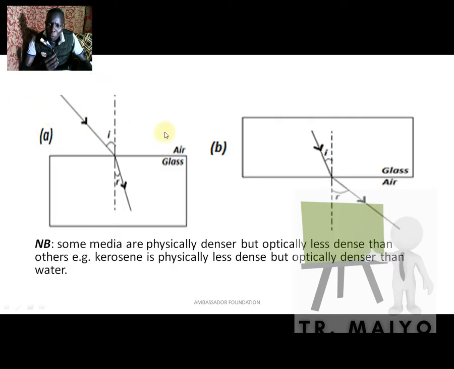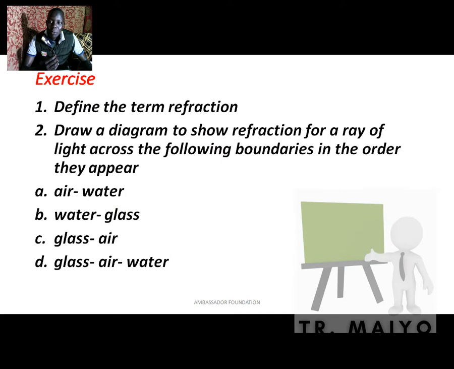Look at these two. From air to glass, it means the light is moving from a less dense to a denser medium. So the refracted ray will move towards the normal. Towards the normal. This one, it is moving from glass to air, away from the normal. It moves away from the normal. Now, my point is here. Some media are physically denser, but optically less dense than others. Kerosene is physically less dense, but optically denser than water. I hope you are getting what I'm talking about.